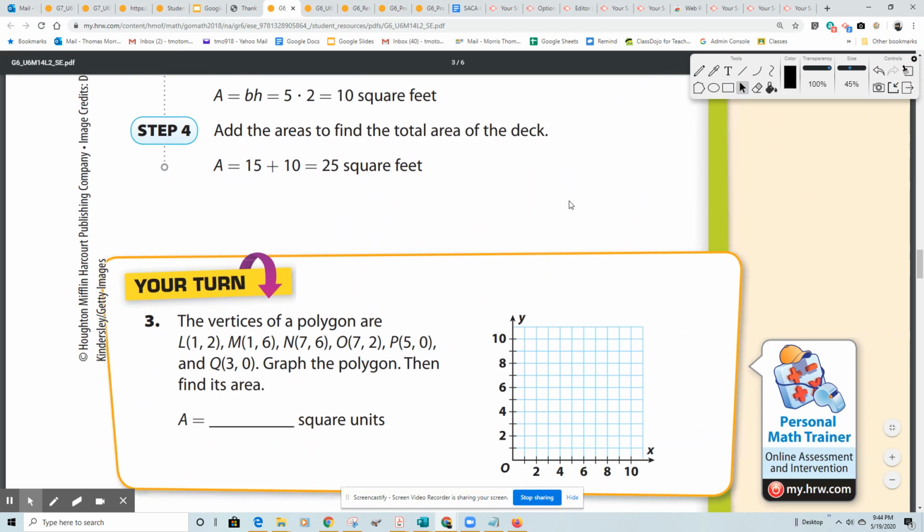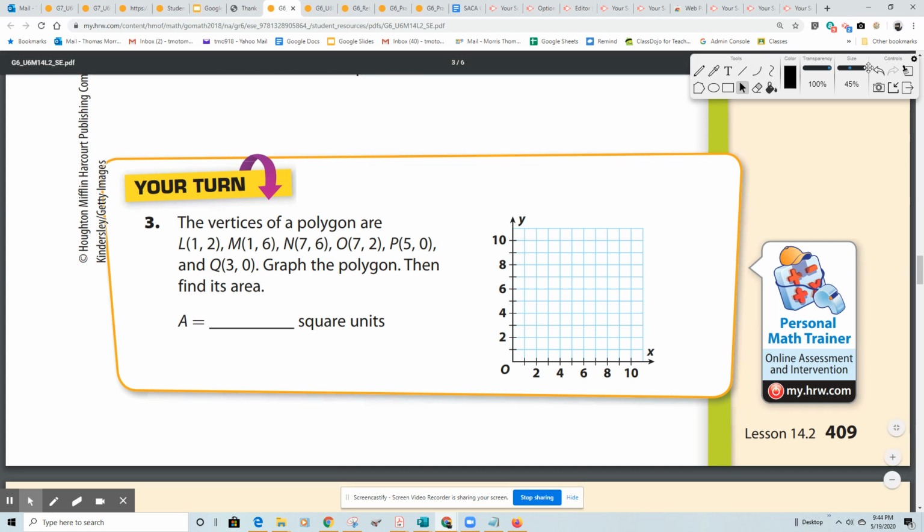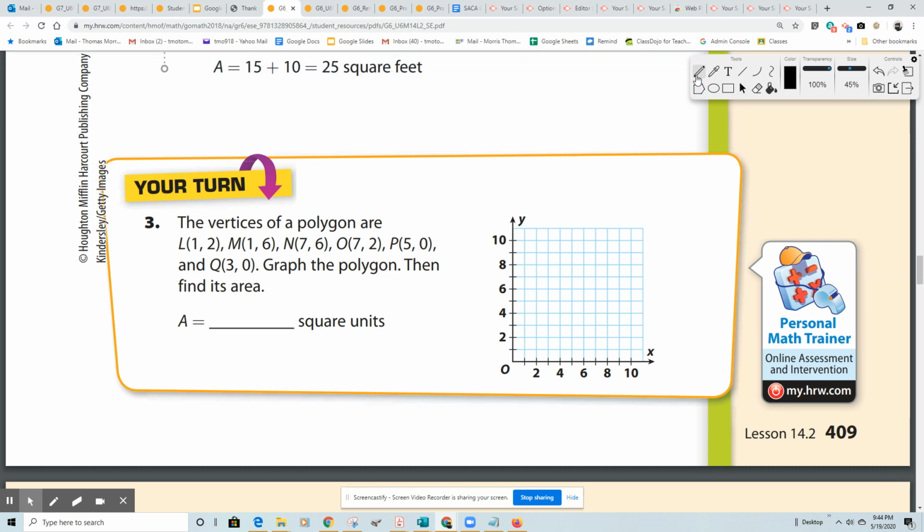All right, and then we'll just do one more here, because they want you to graph and then find its area. This is what you guys are going to have on your work, so I just want you to see one more example. So let's do it. L is over 1 up 2. M is over 1 up 6.